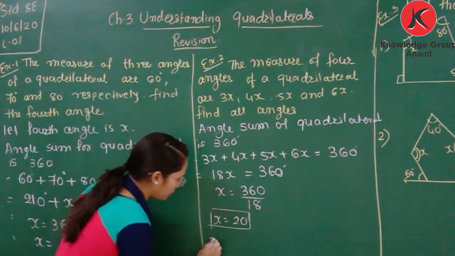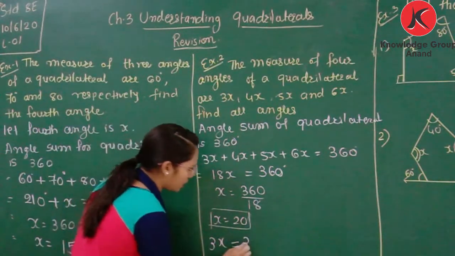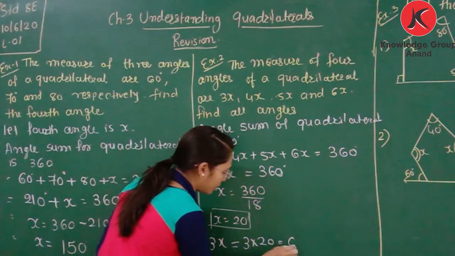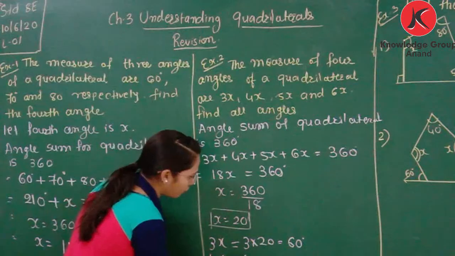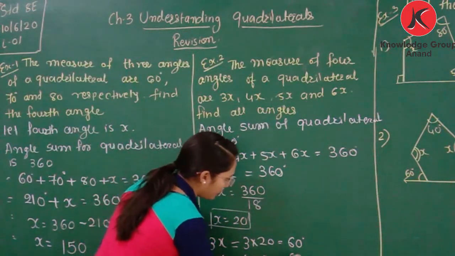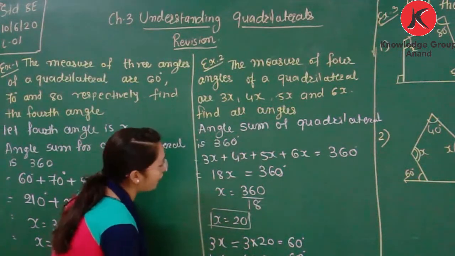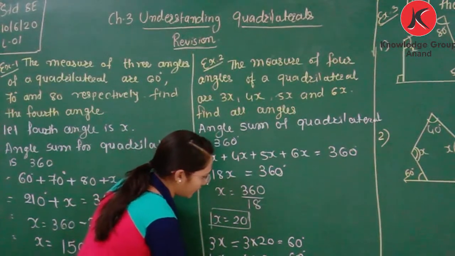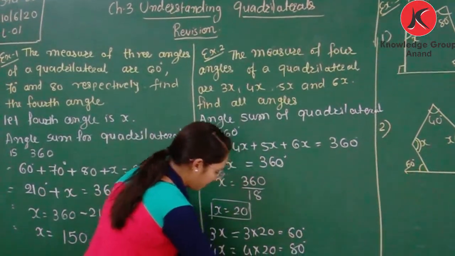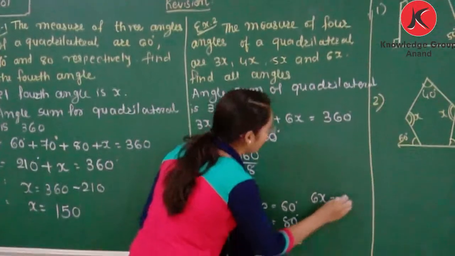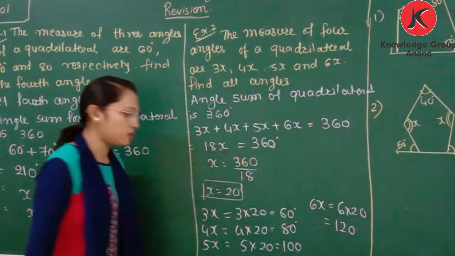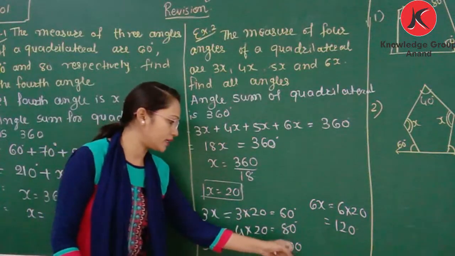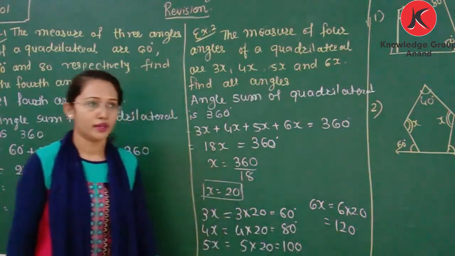So 3x, that is first angle, 3 into 20, 60 degree. 4x, that is 4 into 20, 80 degree. 5x, that is 5 multiplied by 20, 100. And 6x, that is 6 into 20, 120. So we found all 4 angles: 60 degree, 80 degree, 100 and 120.